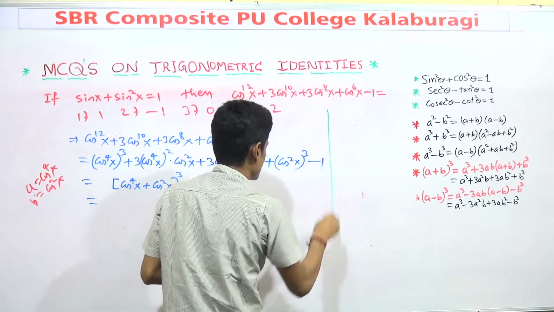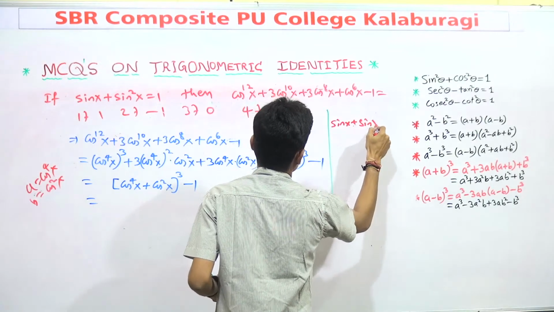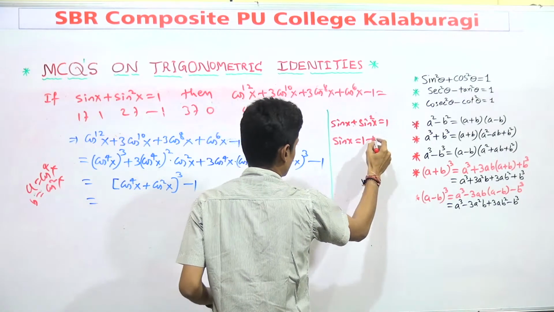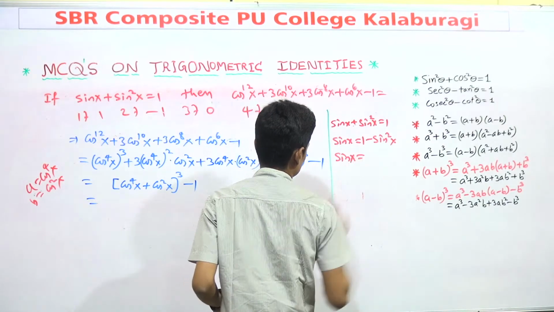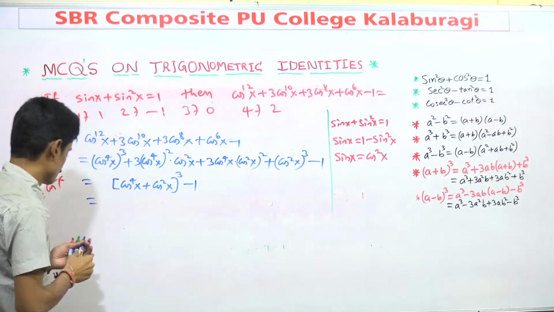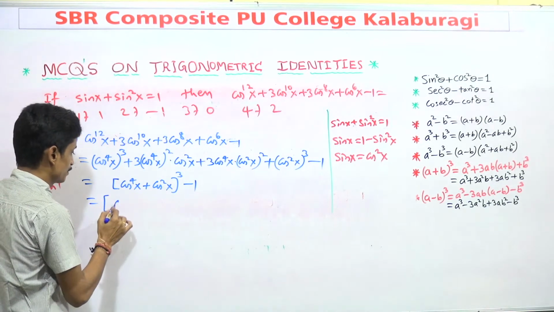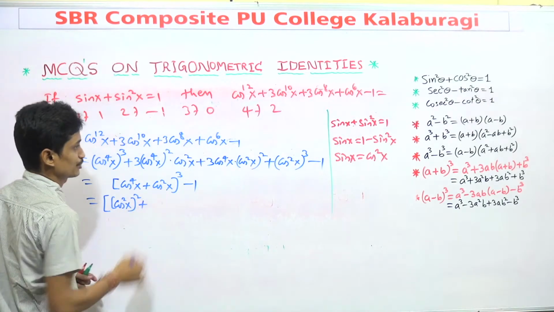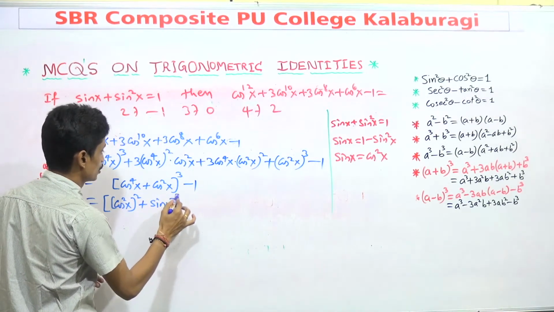The given condition is sin x plus sin square x equals 1. This sin x I will write as, sin square I will transfer to the RHS, that is 1 minus sin square. Or we can also write sin x equal to cos square x. Now substituting here, how to simplify this? Cos power 4 is there. That cos power 4 I will rewrite as cos square x whole square. And this cos square x, I already know that value will be sin x whole cube minus 1.